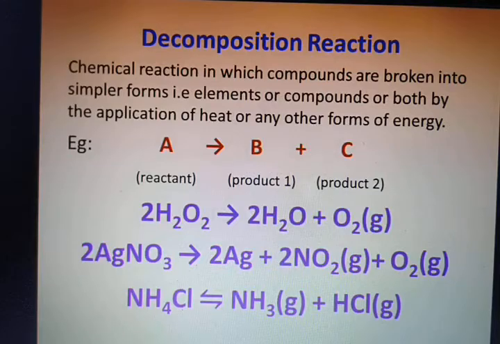Coming to the next reaction, decomposition reaction. The word itself says decompose, that means to break down.